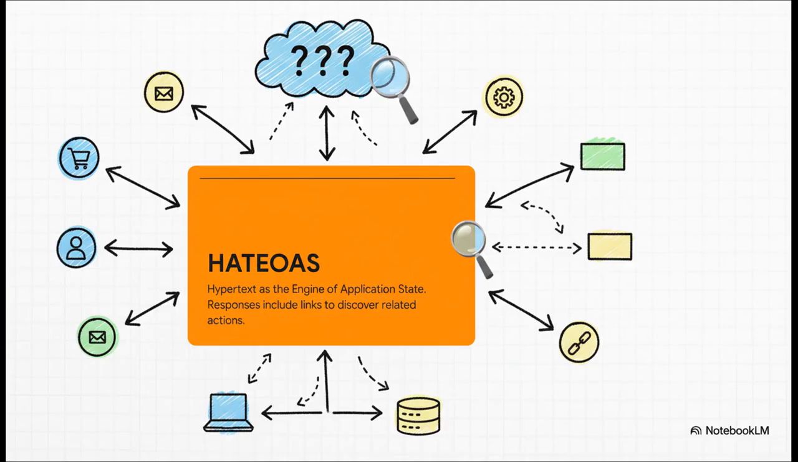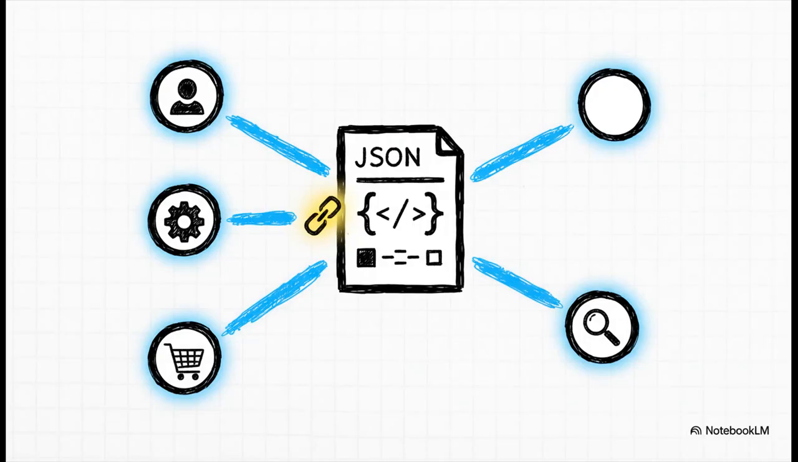Okay, HATEOAS. I know it sounds super intimidating. Hypertext is the engine of application state, but the idea behind it is actually beautiful. It's all about making your API explorable on its own. Instead of forcing a developer to read page after page of docs, the API response itself tells them what they can do next. So what does that actually look like?